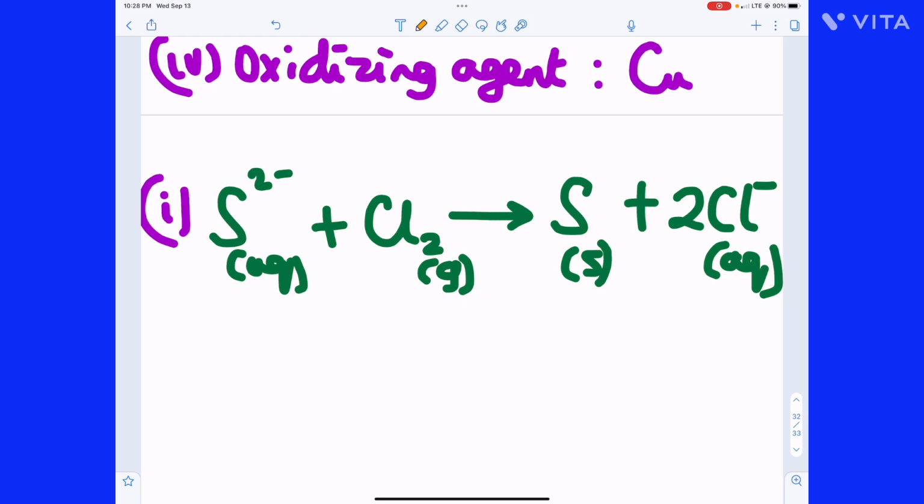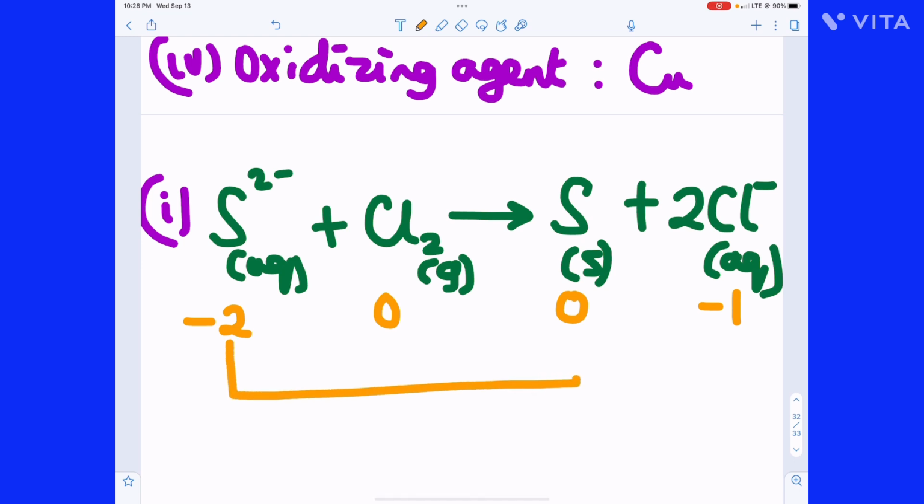Okay, I'm trying to choose a good color. The oxidation number of sulfur in this ion is -2. That of chlorine is 0. It's a lone element, so its oxidation number is 0. The oxidation number of sulfur here is 0. That of chlorine is what? -1. We are not bothered about the quantity now, just the charge of the atom. So that means this is an increase in oxidation number from -2 to 0. So this is oxidation. Are you getting that?